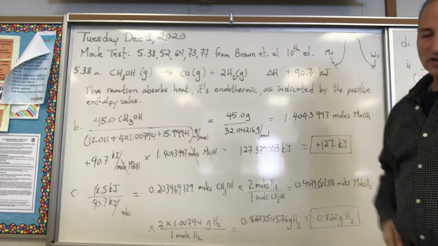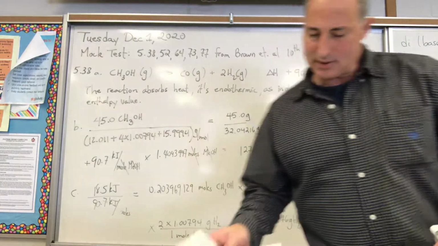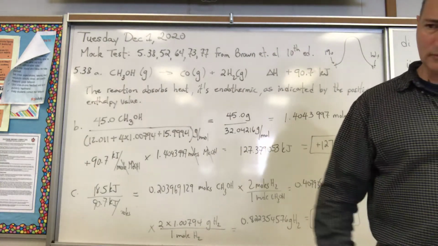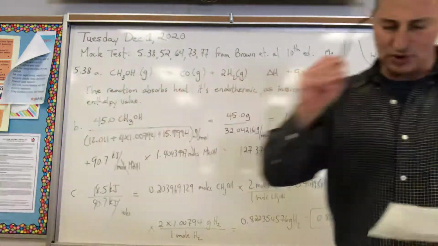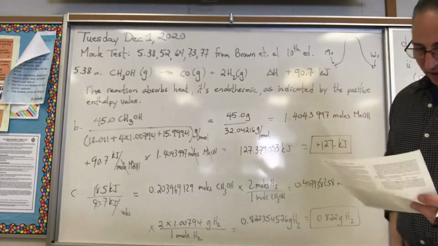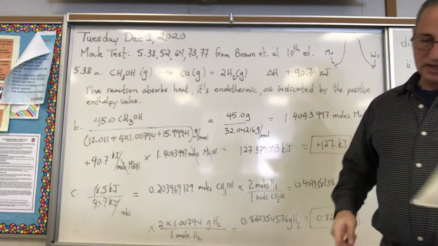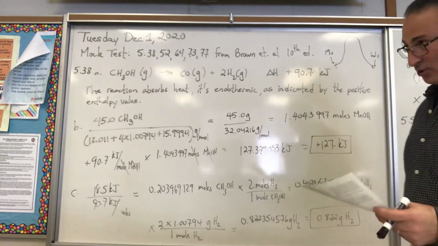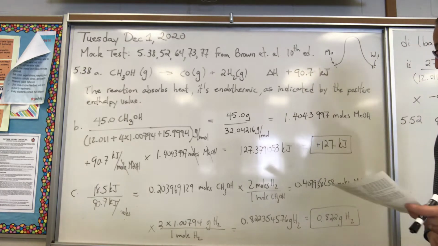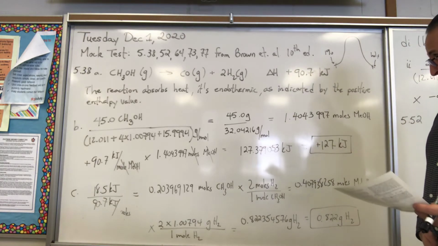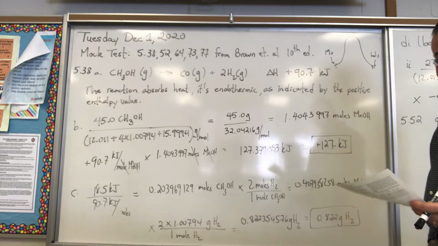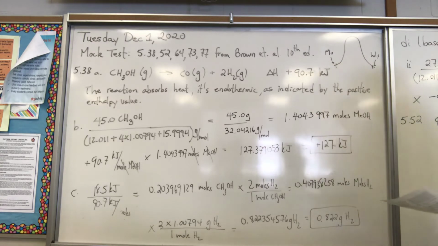The first question, 38, is: consider the following reaction, and it shows you methanol being turned into carbon monoxide and hydrogen gas with a delta H of plus 90.7, meaning it's an endothermic reaction. You have to put heat into it to make it happen. The reaction absorbs heat. It's endothermic, as indicated by the positive enthalpy value.